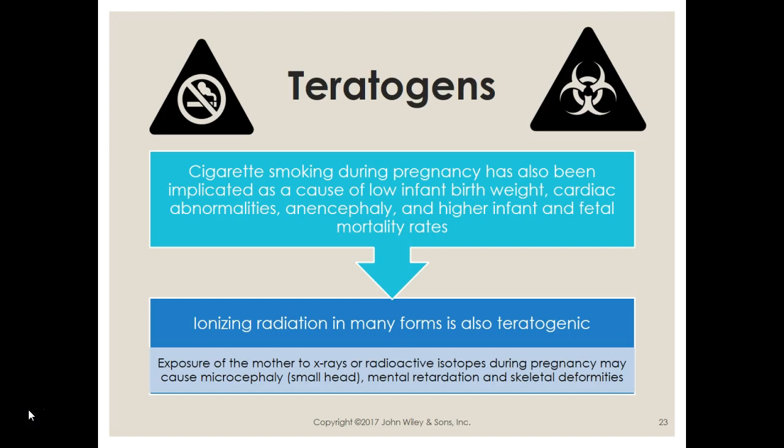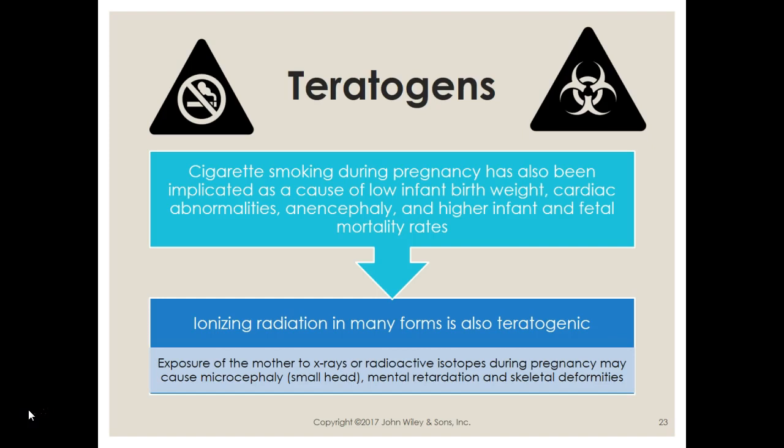Ionizing radiation is another type of very potent teratogen. So exposure of pregnant mothers to X-rays or radioactive isotopes that are sometimes used in tracing studies. For instance, if you get a nuclear gallbladder scan, those radioactive isotopes are also known to be teratogens. So whatever that particular period of development with the embryo is at that time, then that particular part of the body is subject to being malformed.